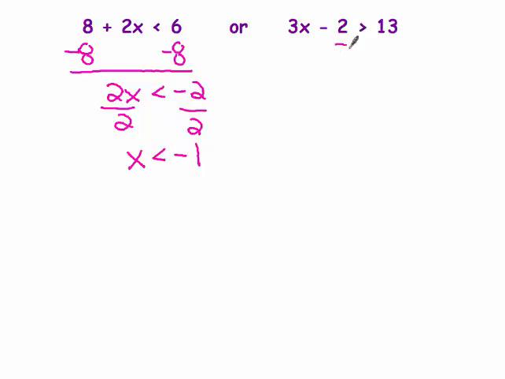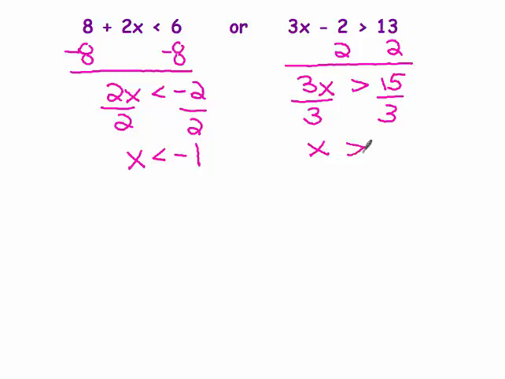Over here, we're going to add 2 to both sides. We're going to get 3x is greater than 15. Divide by 3. X is greater than 5. So our answer is x is less than negative 1 or x is greater than 5. Notice I'm writing this as one answer.